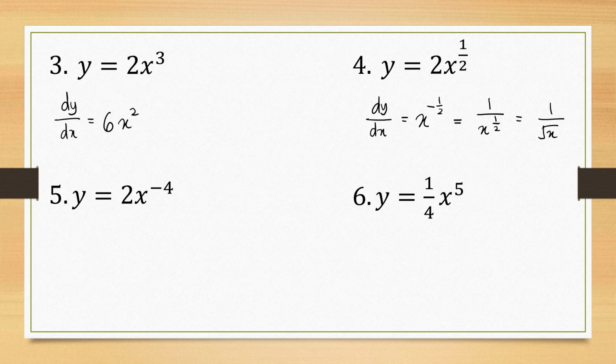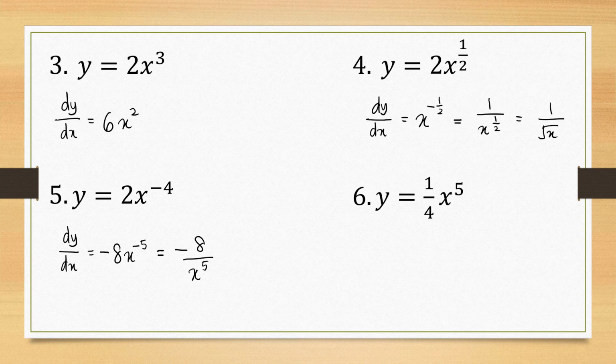Question number 5. So y equals 2x power of negative 4. So differentiate, dy over dx equals negative 4 multiplied by 2. You will get negative 8. X power decrease by 1, so you will get negative 5. You can either leave it as your answer like that, or you can simplify. So you bring the x as a denominator, so negative 8 over x power of 5. Either one. Both answers are accepted.